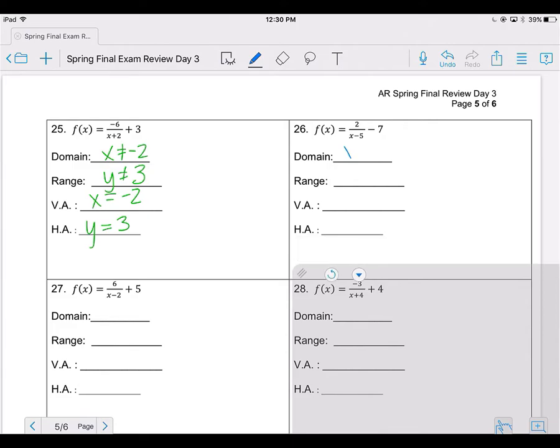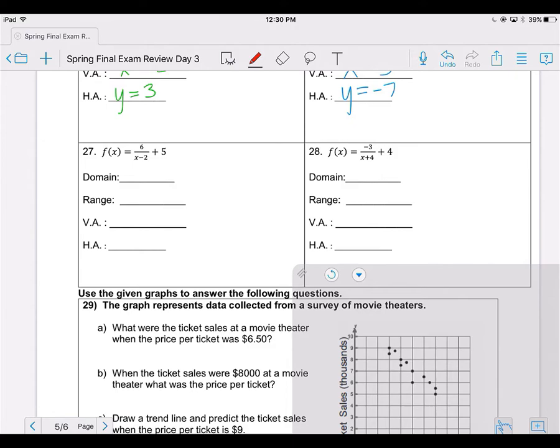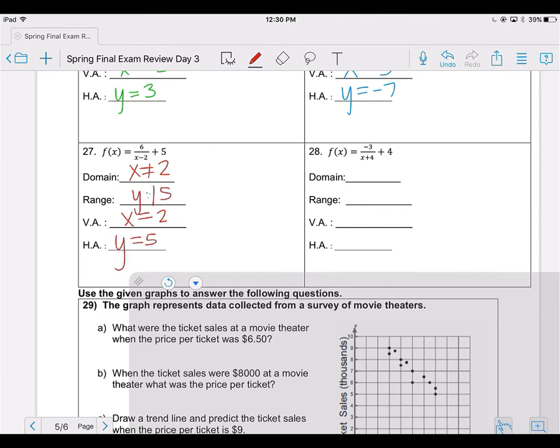26, vertical is at 5, so domain can't be 5. Horizontal is at -7, so range can't be -7. 27, vertical is at 2, so domain can't be 2. Horizontal is at 5, so range can't be 5. Vertical is at -4, so domain can't be -4. Horizontal is at 4, so range can't be 4. And again, notice I'm not putting these top numbers anywhere in my problem.